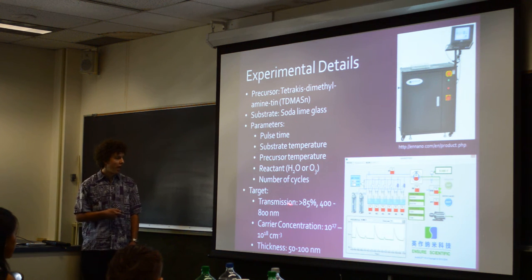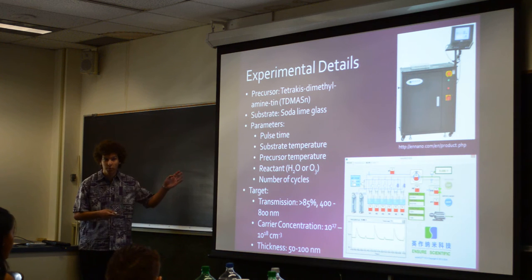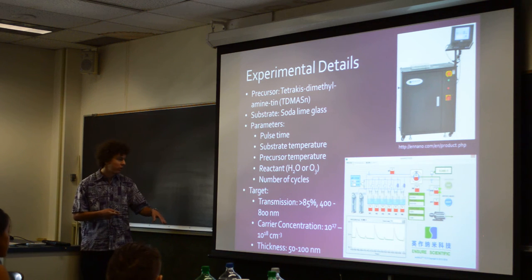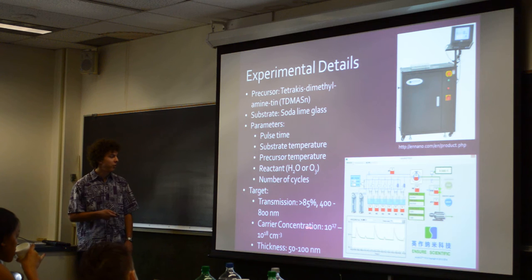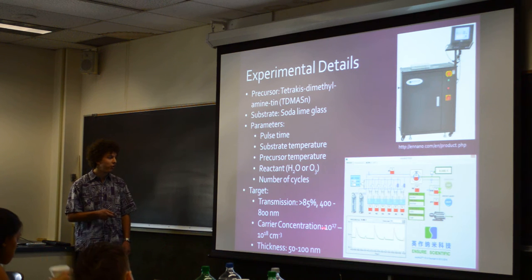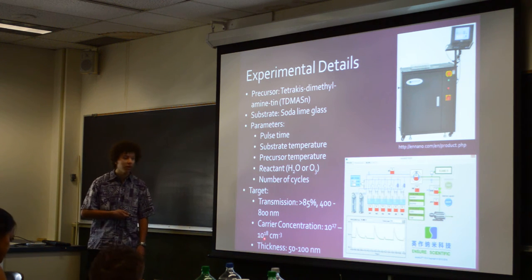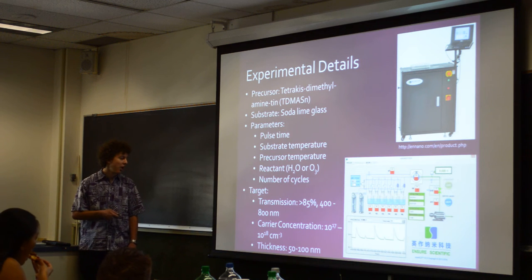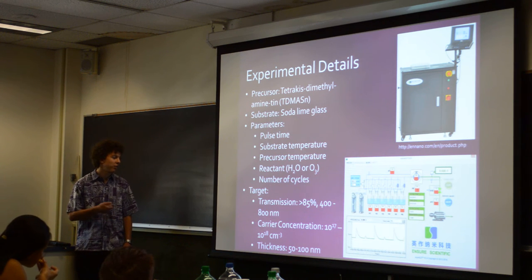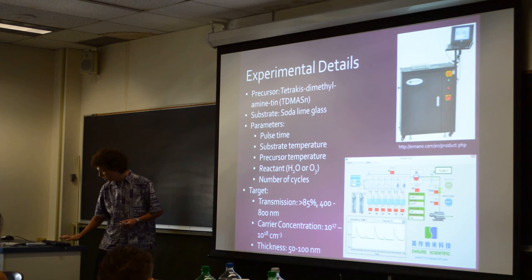And our target is to get a high transmission, because we don't want it absorbing photons before the photons get to the CdTe layer. And then we want a carrier concentration on the order of magnitude 10 to the 17th, 10 to the 18th per cubic centimeter. And we want a thickness of somewhere between 50 to 100 nanometers.